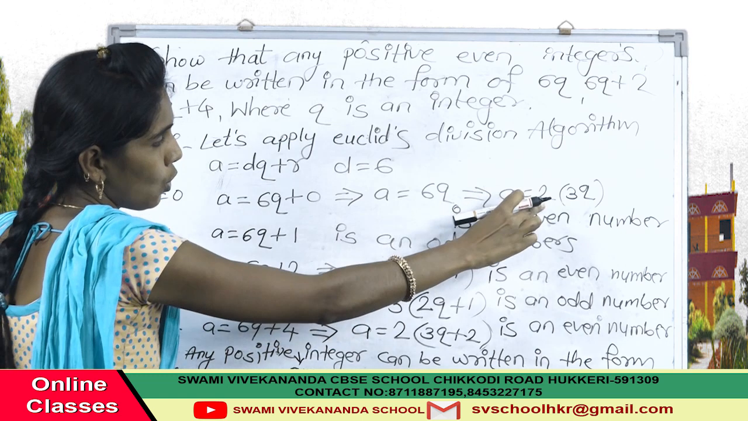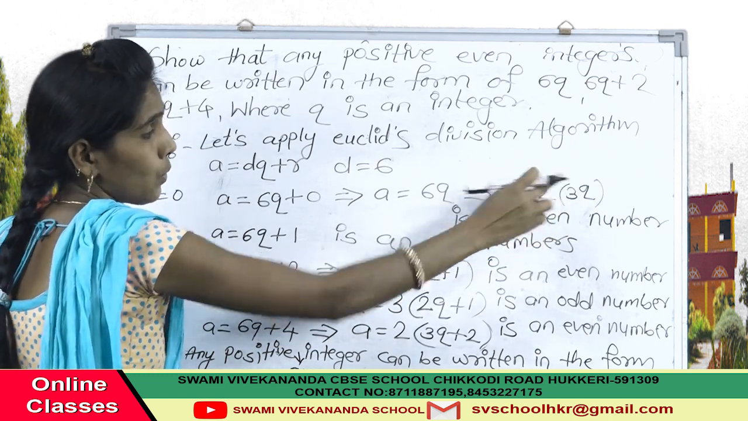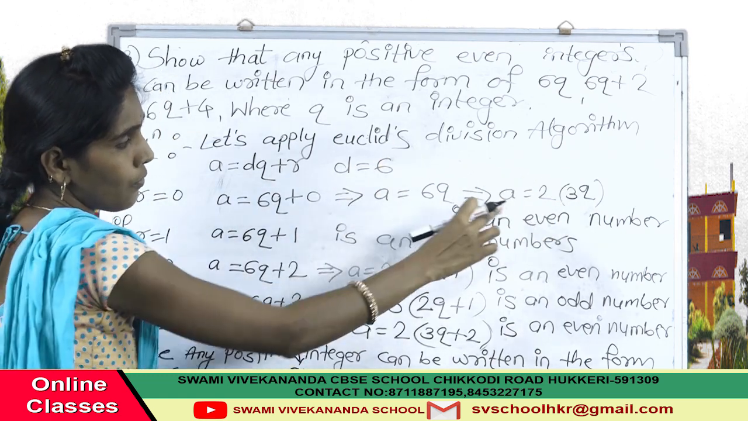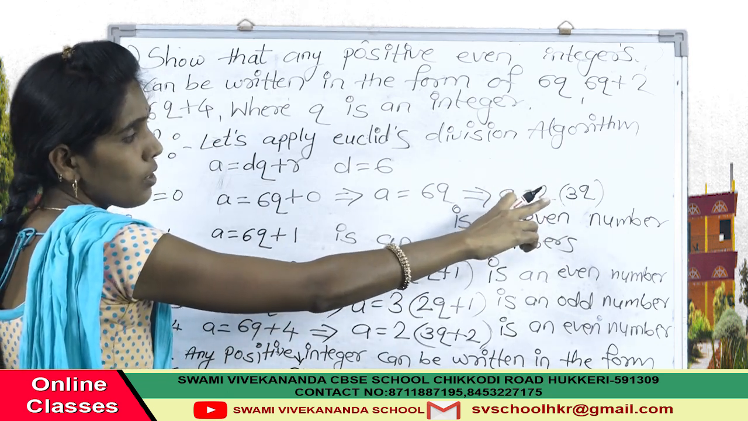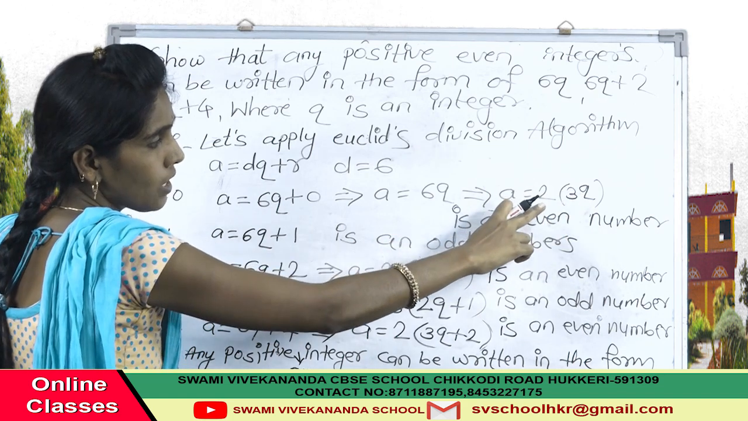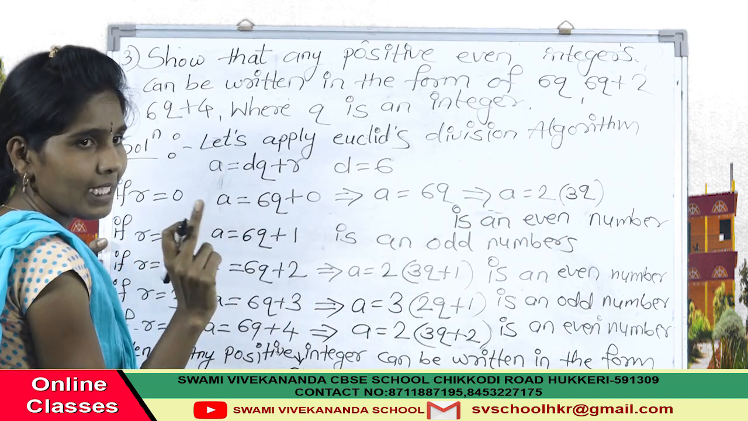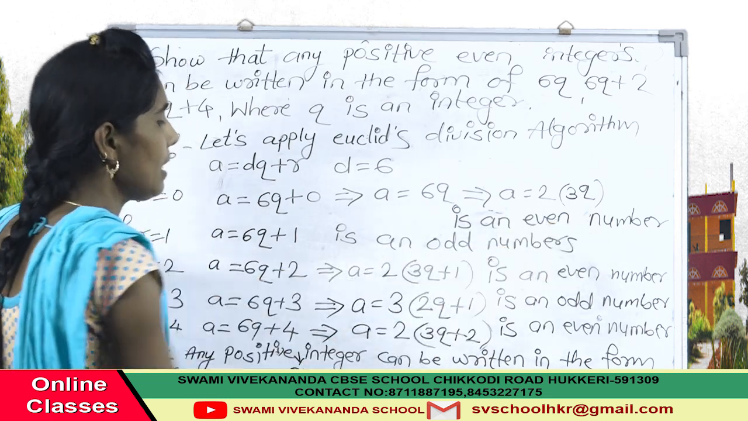If we take 2 common, inside the bracket is 3q. If we apply q is equal to 1, we will get 6. If you put q is equal to 2, you will get 12. So 6, 12, these are even numbers. So it is an even number.